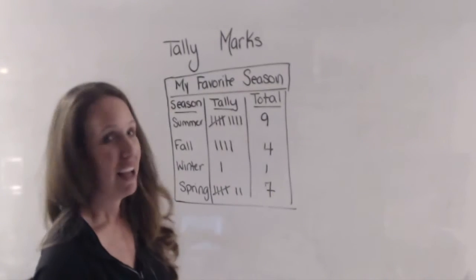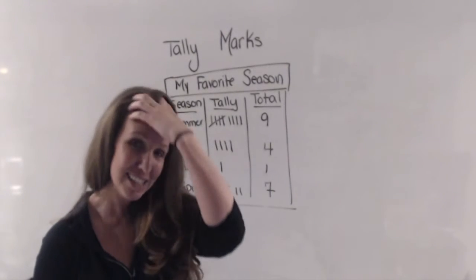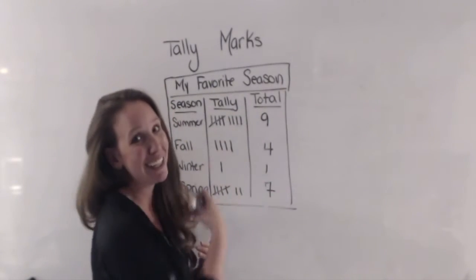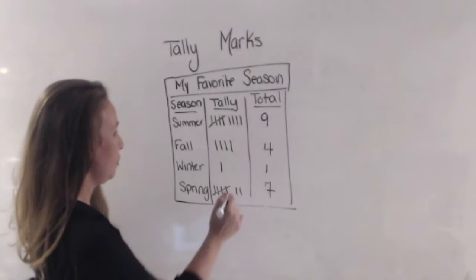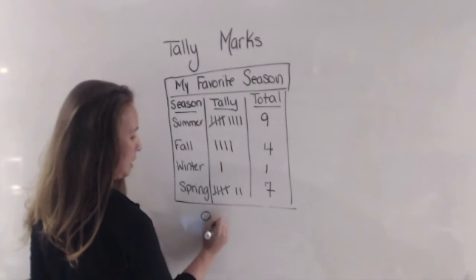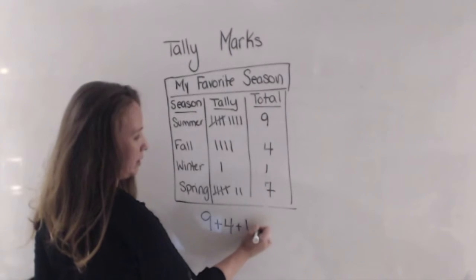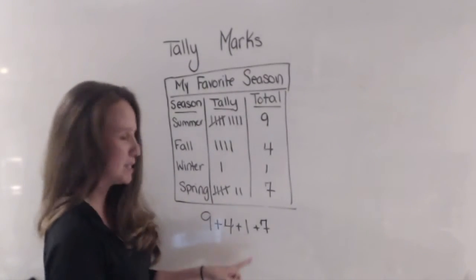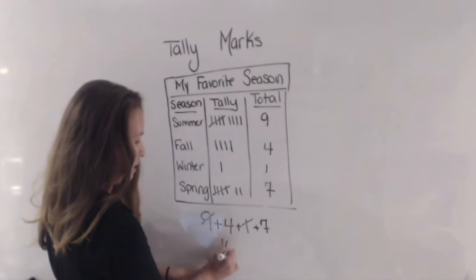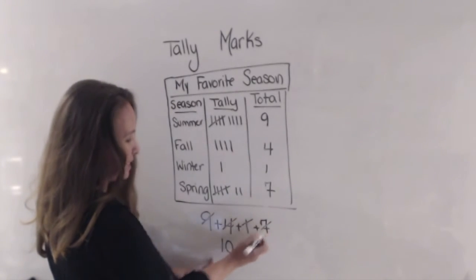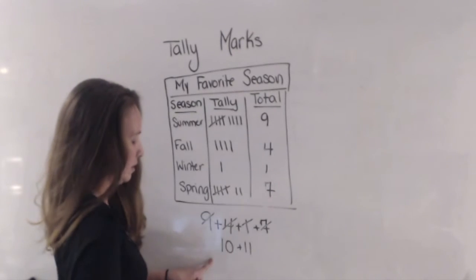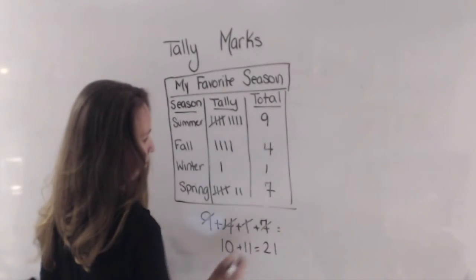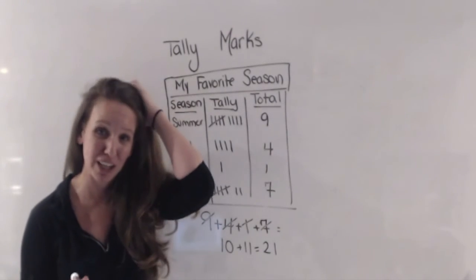Well, remember from last time, I can see how many people voted by adding up how many people voted for each one in particular. So we add 9 plus 4 plus 1 plus 7. Because I like to add my 10s first whenever possible, I'm going to go 9 and 1 makes 10, and 4 and 7 makes 11. So 10 plus 11 is 21. Now, that was a tricky question.